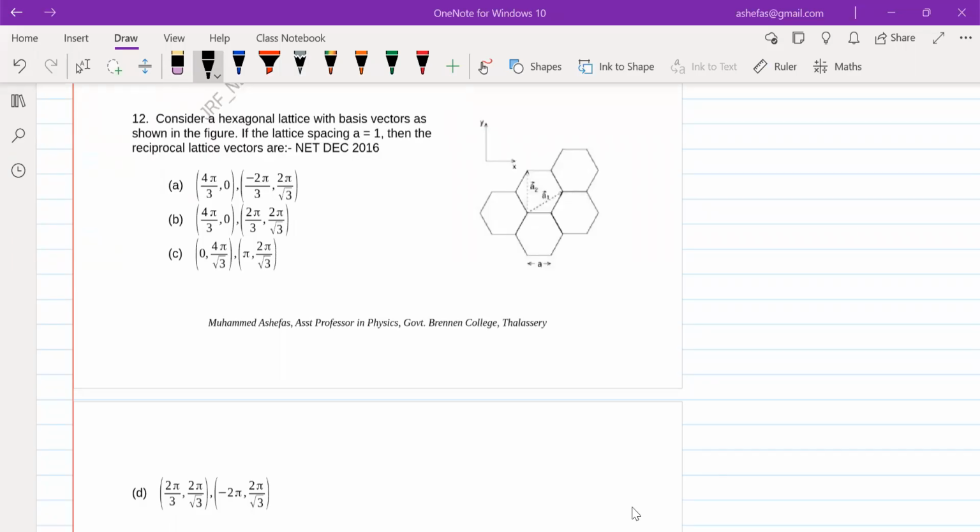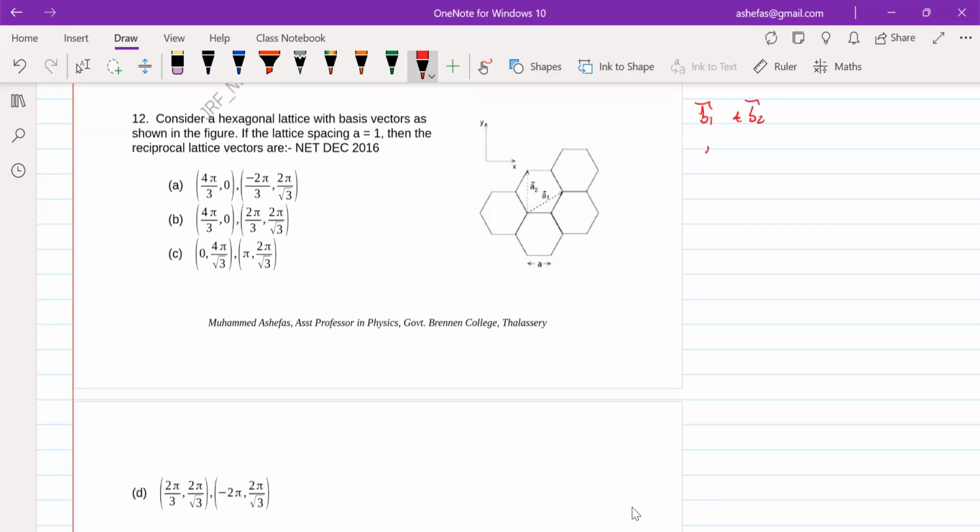So next we can have the last discussion, question number 12. Consider a hexagonal lattice with basis vectors as shown in the figure. If the lattice spacing a is equal to 1, then the reciprocal lattice vectors are... Okay, so this is a two-dimensional lattice. So a1, a2 are shown in this figure. So we have to find b1 and b2.